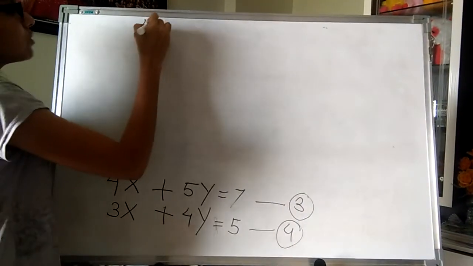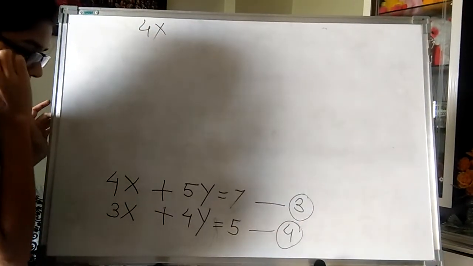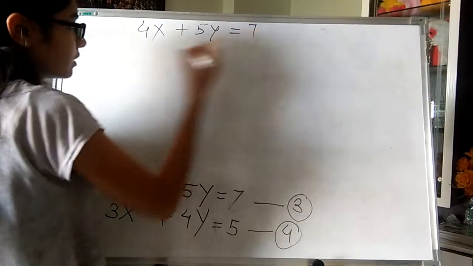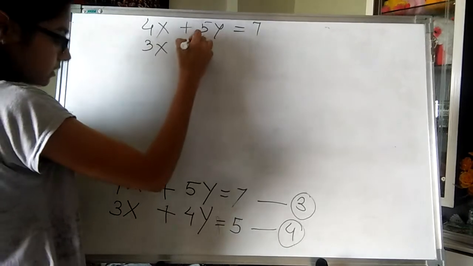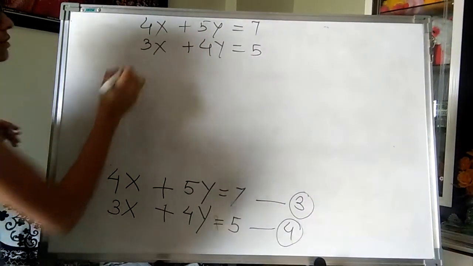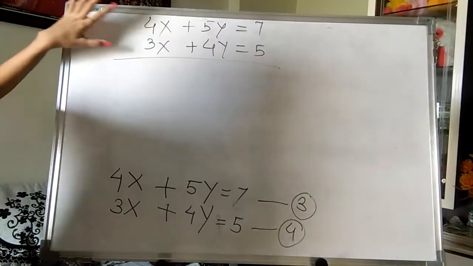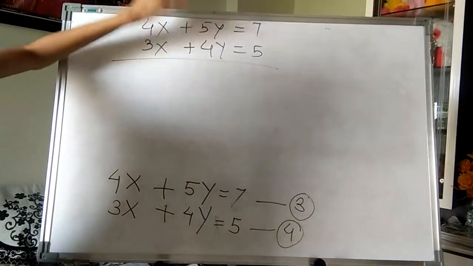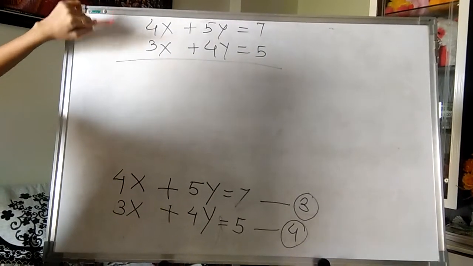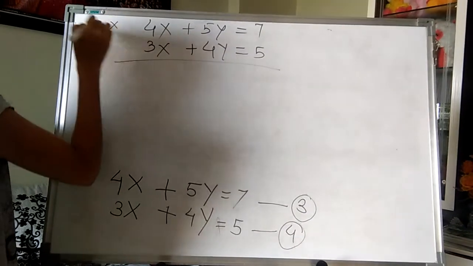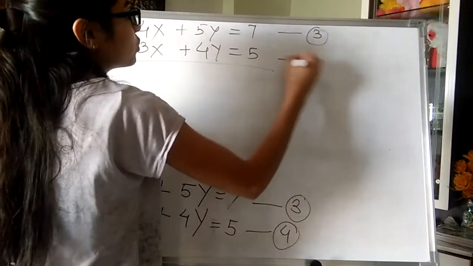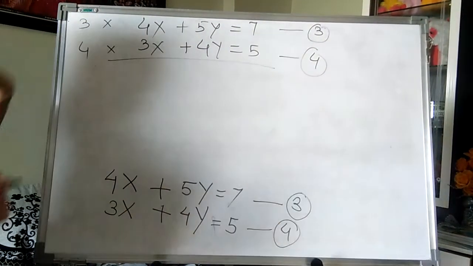I am solving this by using the elimination method. 4x plus 5y, write it one below the other as usual, as we have seen in the elimination method, and 5. Now no coefficient is same, neither 4, 3, 5, 4. So what we will do, multiply this equation by 3 and this equation by 4.